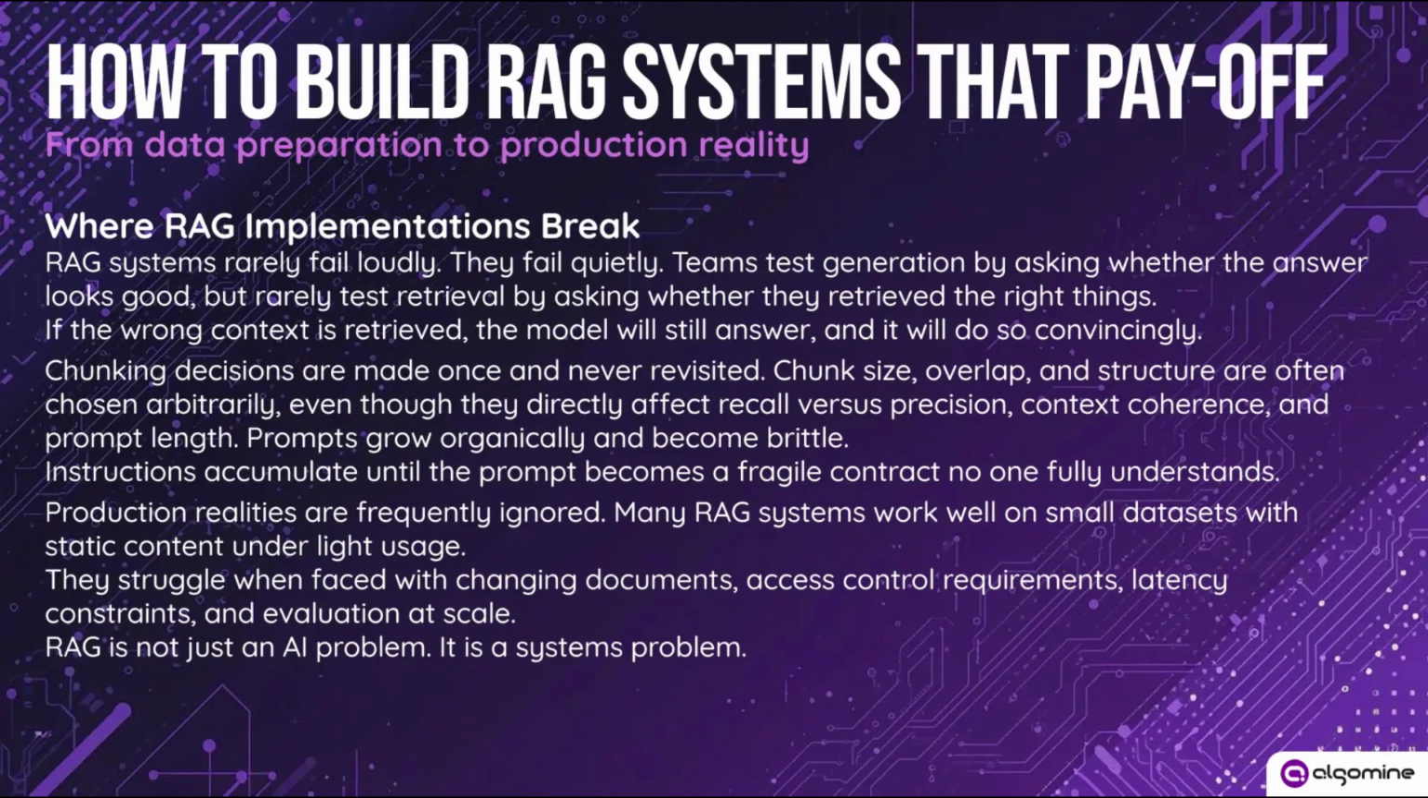RAG systems fail quietly. Teams test whether answers look good, but rarely test whether they retrieve the right information. Chunking decisions get made once and never revisited. Prompts become brittle, and production realities like changing documents, access control, and latency get ignored until it's too late.